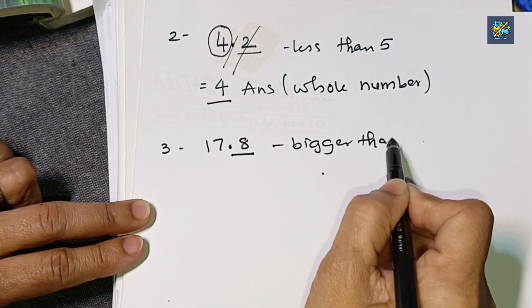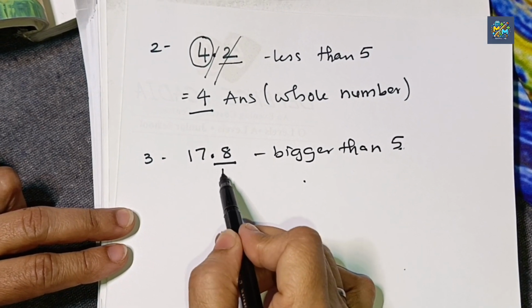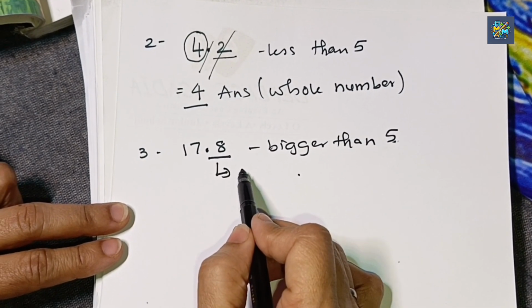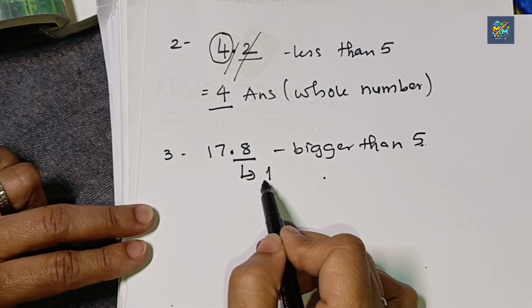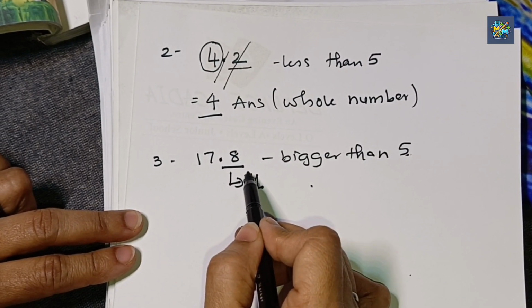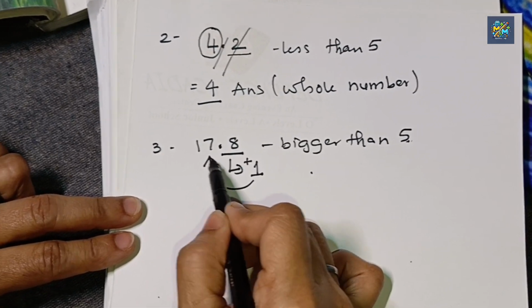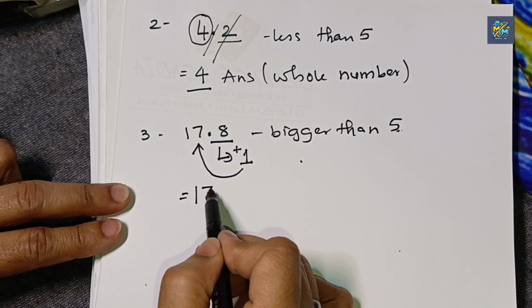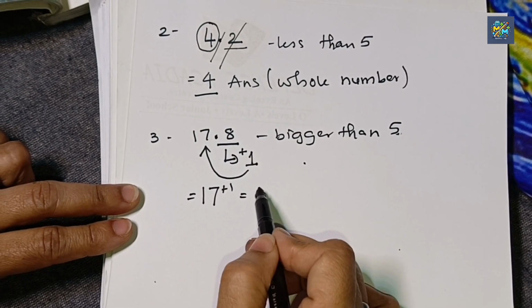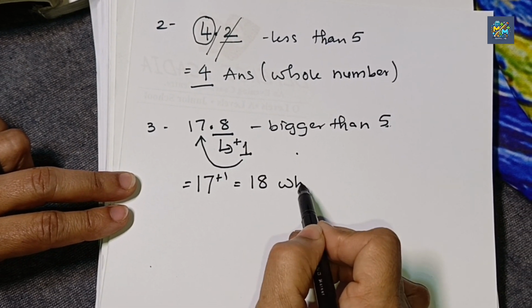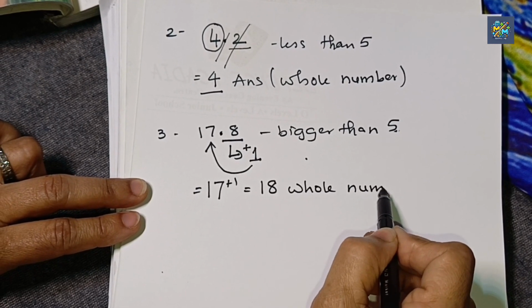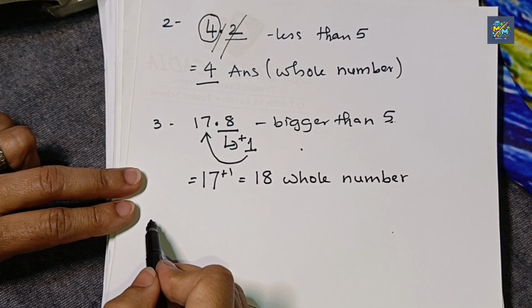Bigger than 5. So what will I be considering? I will be considering the value of 8 as 1, and I will be adding this 1 into this 17. So 17 plus 1 equals 18. So 18 is the whole number, and so is my answer.